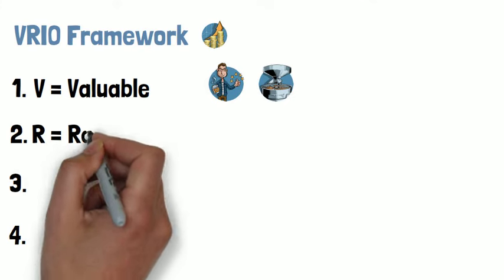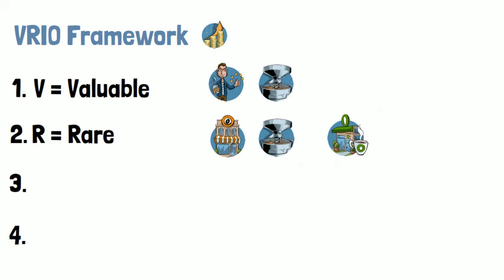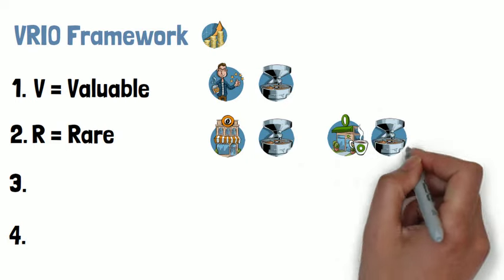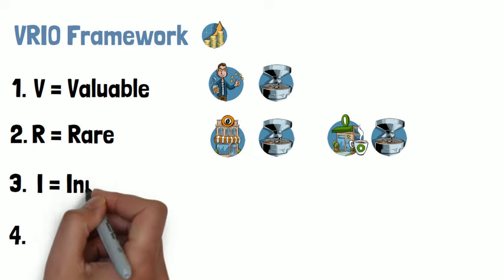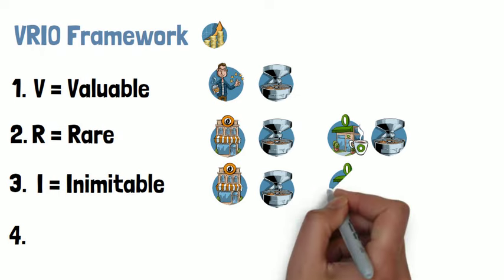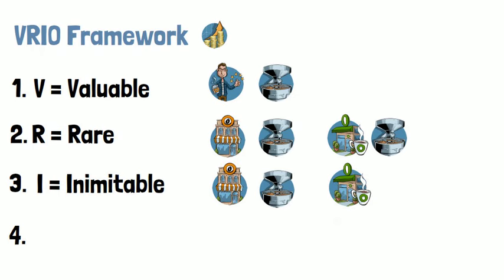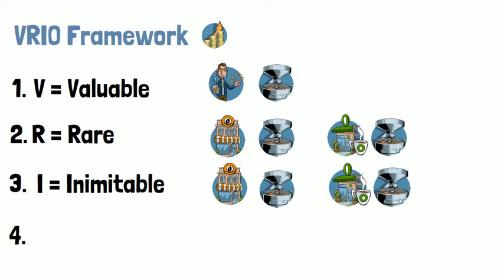Second, the resource should be rare. If every competitor has the same resource, for example, they have the same roasting machine as you, then it offers no advantage. Third, the resource should be difficult to imitate. If a resource is valuable and rare, but competitors can easily imitate it, then the advantage to be gained from it will only be temporary. This may be the case if you are the only one in town with a roasting machine, but competitors are able to buy a similar machine easily.